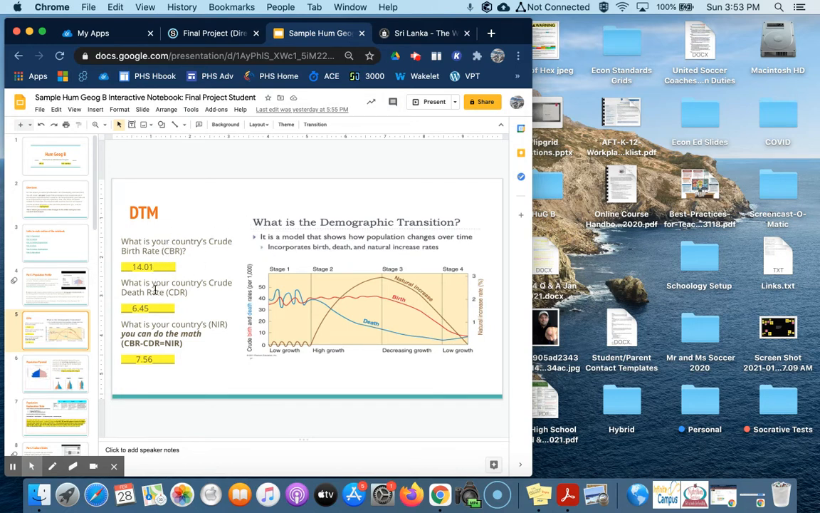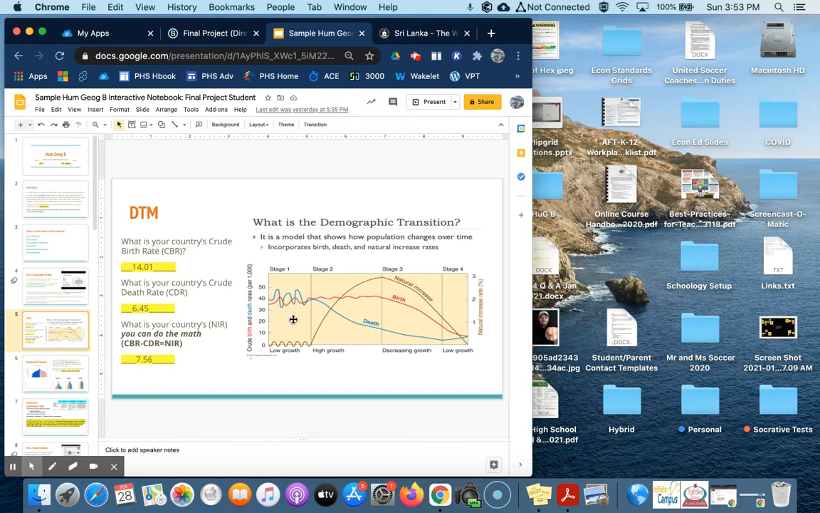You'll have to put your birth rate and death rate in a slide. Sri Lanka's was 14.01. Their crude death rate was 6.45. We also ask you to calculate your country's natural increase rate. You get to do the math. So take the number you had for the birth rate, subtract the death rate, and that gives you your natural increase rate.